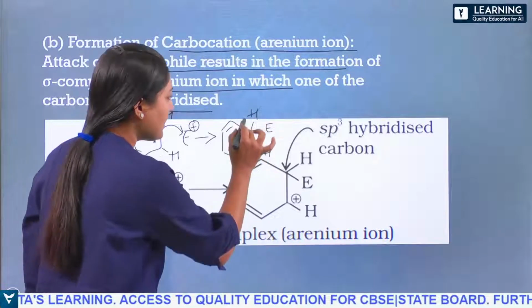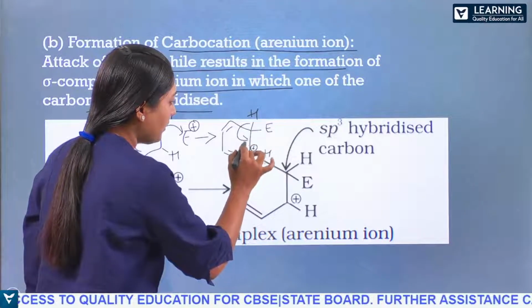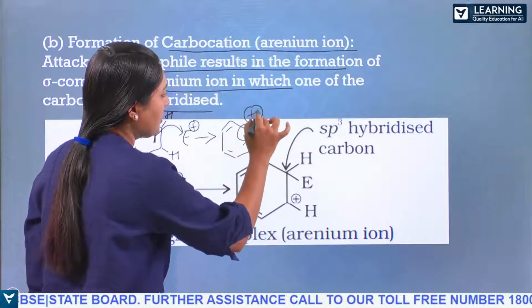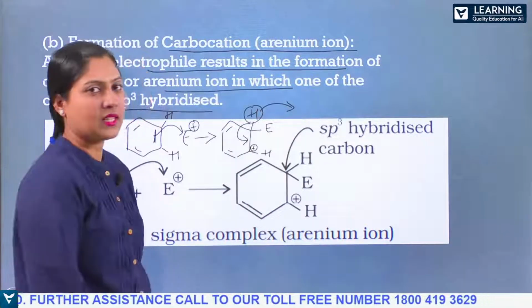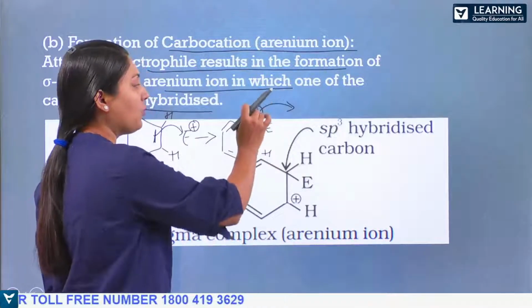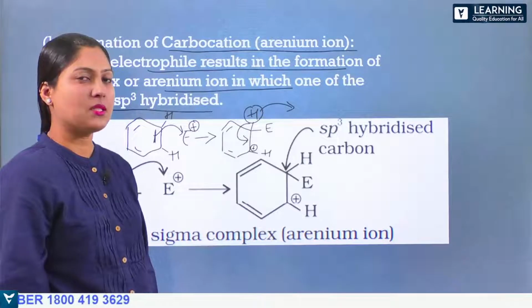What happens is that this hydrogen will come here so that the bond will be shifted here, and hydrogen is removed as a proton. H plus will be removed. You are not removing the hydrogen with the electrons, but without the electrons. So you'll get H plus, that is protons.